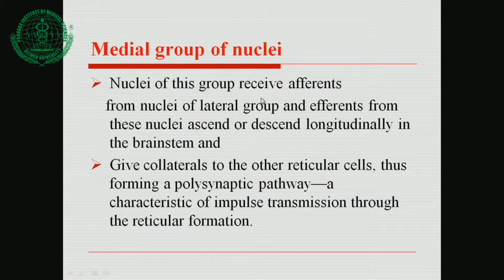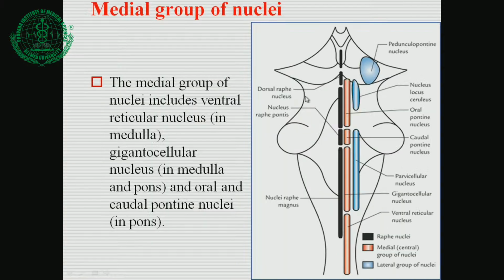Medial group of nuclei, their afferents and efferents. Connections. Nuclei of this group, that is the medial group of nuclei, receive, which are these? These are the nuclei: number 1, ventral reticular nucleus, gigantocellular nucleus, and oral and caudal pontine nuclei.